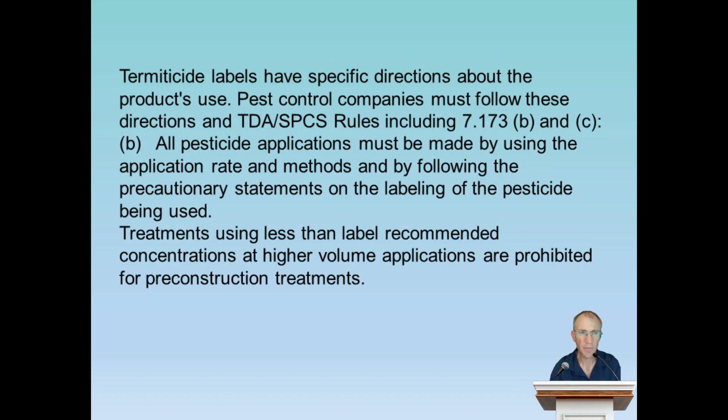Termiticide labels have specific directions about the product's use. Pest control companies must follow these directions and TDA/SPCS rules, including 7.173 B and C. All pesticide applications must be made by using the application rate and methods and by following the precautionary statements on the labeling of the pesticide being used. Treatments using less than label recommended concentrations at higher volume applications are prohibited for pre-construction treatments.